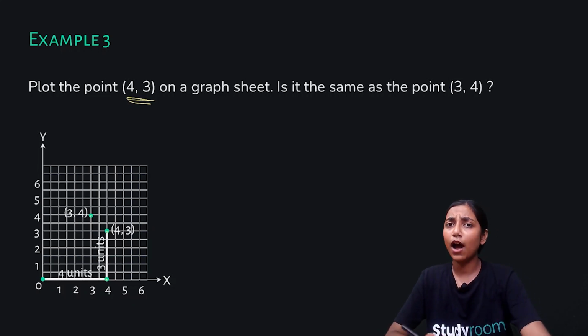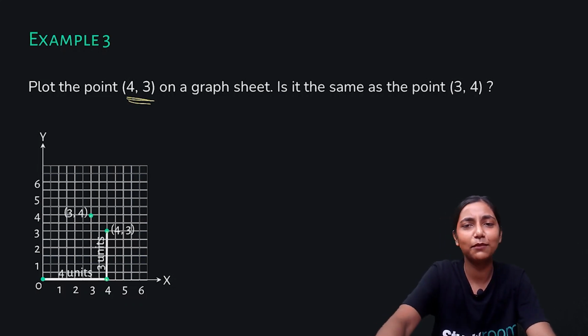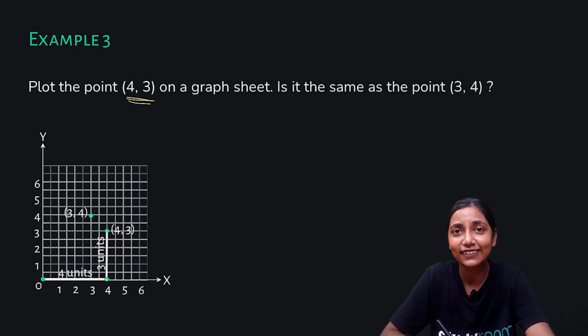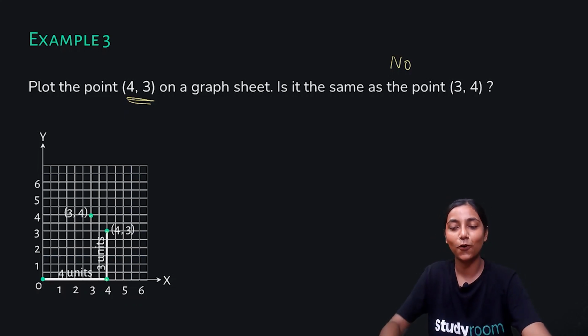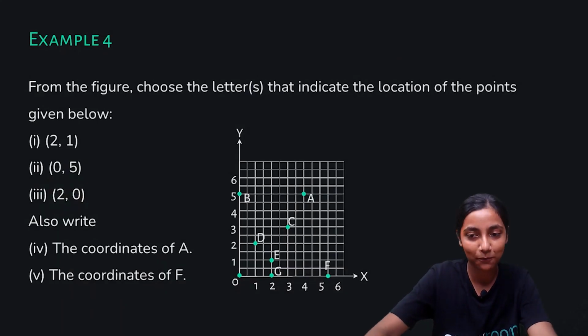So are these both the points same? No, these are not the same. These are not coinciding with each other. These points are two different points. Is this the same as the point (3, 4)? No, because here the x coordinate is 4, while the x coordinate here is 3. Here the y coordinate was 3, while here the y coordinate was 4. These two points are different points and not the same point.